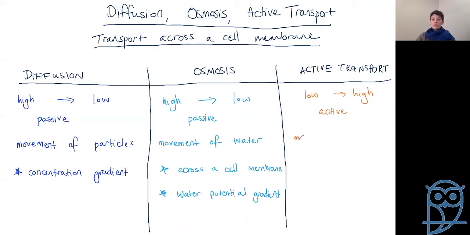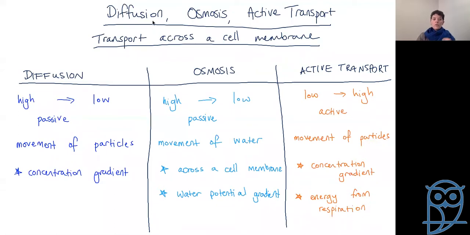Again, we are back to movement of particles. We're not moving water anymore. We're moving other more interesting things. Okay, again, we are talking about a concentration gradient. It's just that in this case, we are going from a low concentration to a high concentration. We're going against the concentration gradient. And the big deal here, we are using energy from respiration.